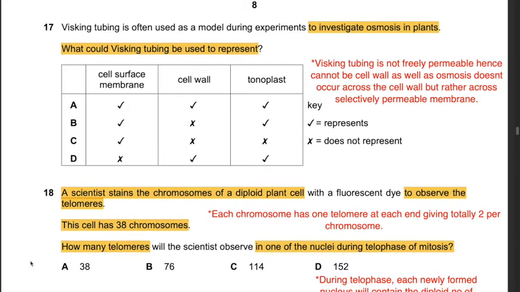Hence, since cell wall is freely permeable in nature, it cannot be used to represent Visking tubing since they are investigating osmosis in plants. Therefore, there should be a cross in cell wall, and cell surface membrane and tonoplast are both selectively permeable membranes. Hence, there should be a tick in these columns. And that leaves us with the answer being B.